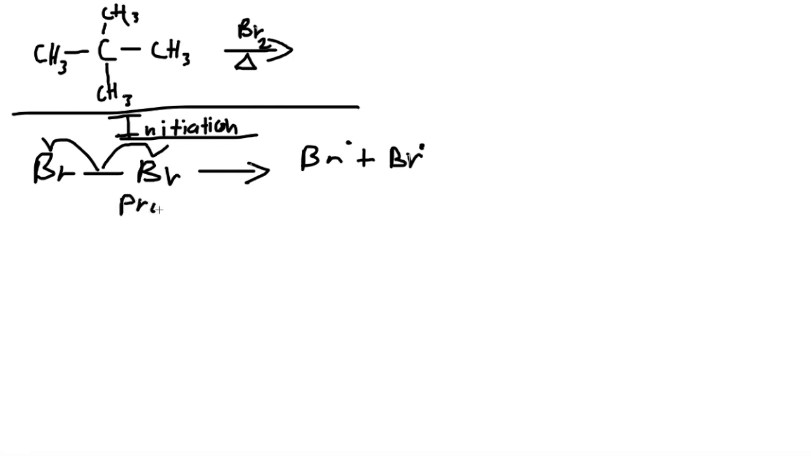The next step will be the propagation step. In this step, we're going to use one of the Brs, so let's just use this Br with this radical. Don't forget, bromine actually has 3 other lone pairs connected to it, so just keep that in mind. Actually, instead of writing this, we would first draw the structure.